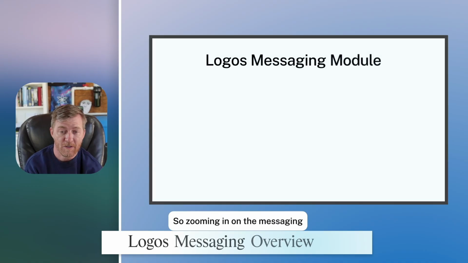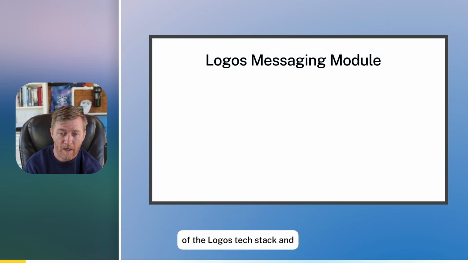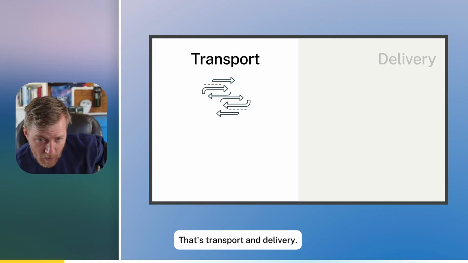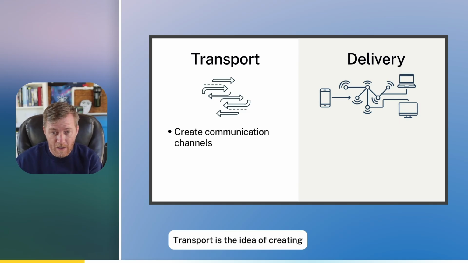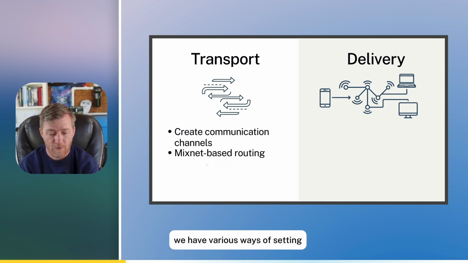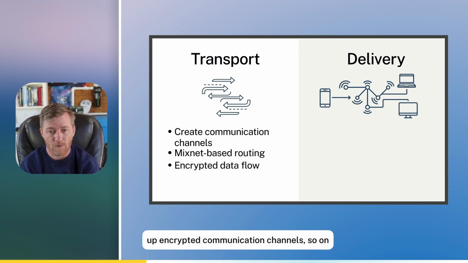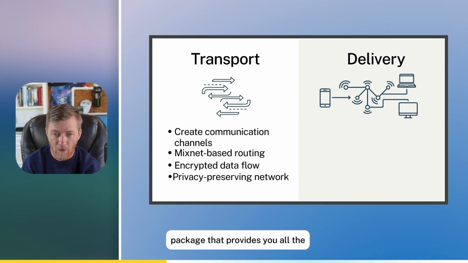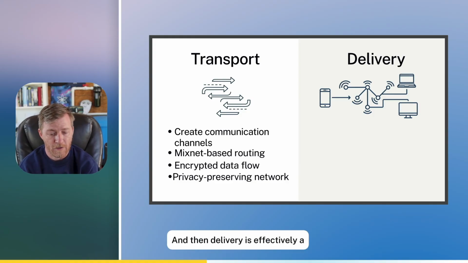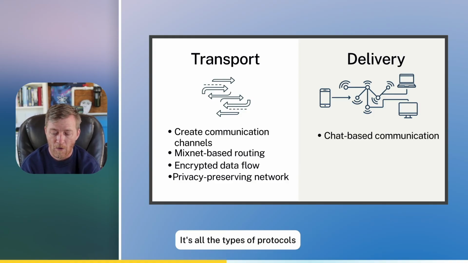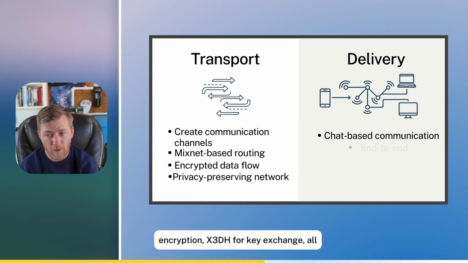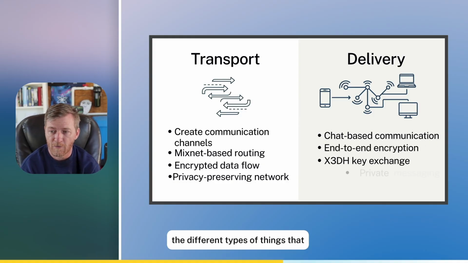So zooming in on the messaging module itself, one of the pillars of the Logos tech stack and Basecamp, there are two main abstractions, two packages, if you will: transport and delivery. Transport is the idea of creating the tubes required to send messages. How do you do that? We have the MixNet, and various ways of setting up encrypted communication channels, and so on. That's the package that provides all the things you need to create the communication tubes for your application. And then delivery is effectively chat. It's all the types of protocols you need to then communicate with people via chat. That provides a lot of the guarantees like perfect forward secrecy, end-to-end encryption, X3DH for key exchange, all the different types of things that you want.